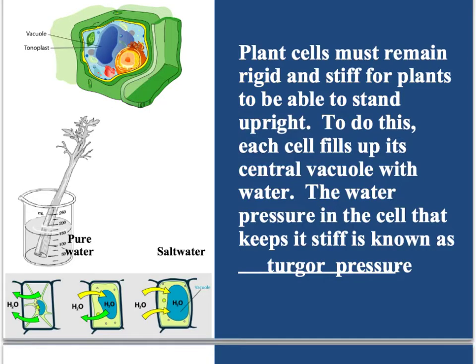Plant cells must remain rigid and stiff for plants to be able to stand upright. To do this, each plant cell fills up the central vacuole with water.